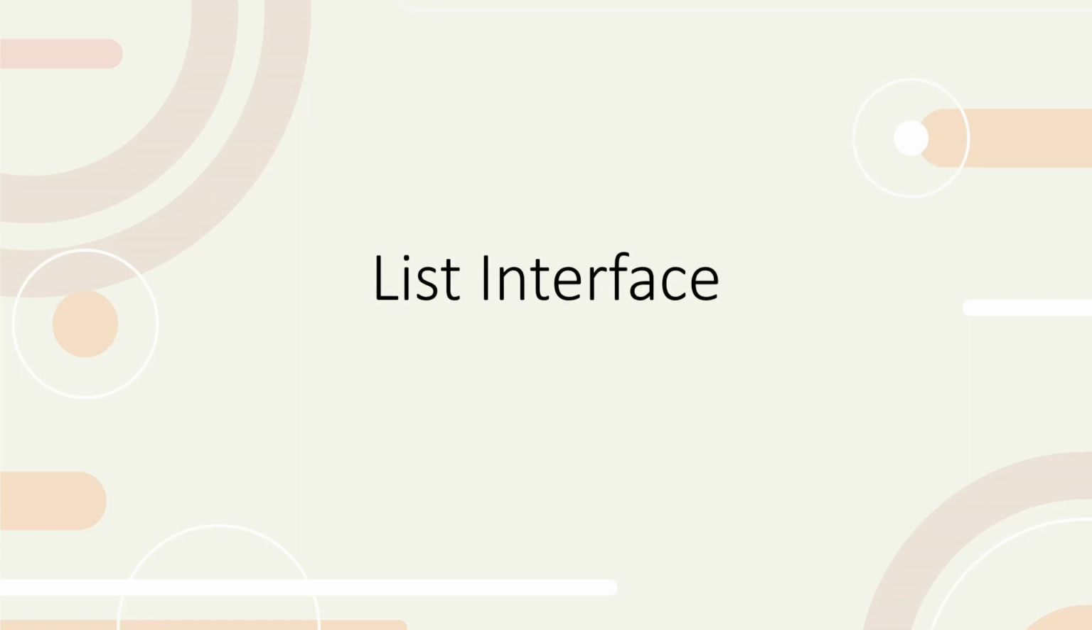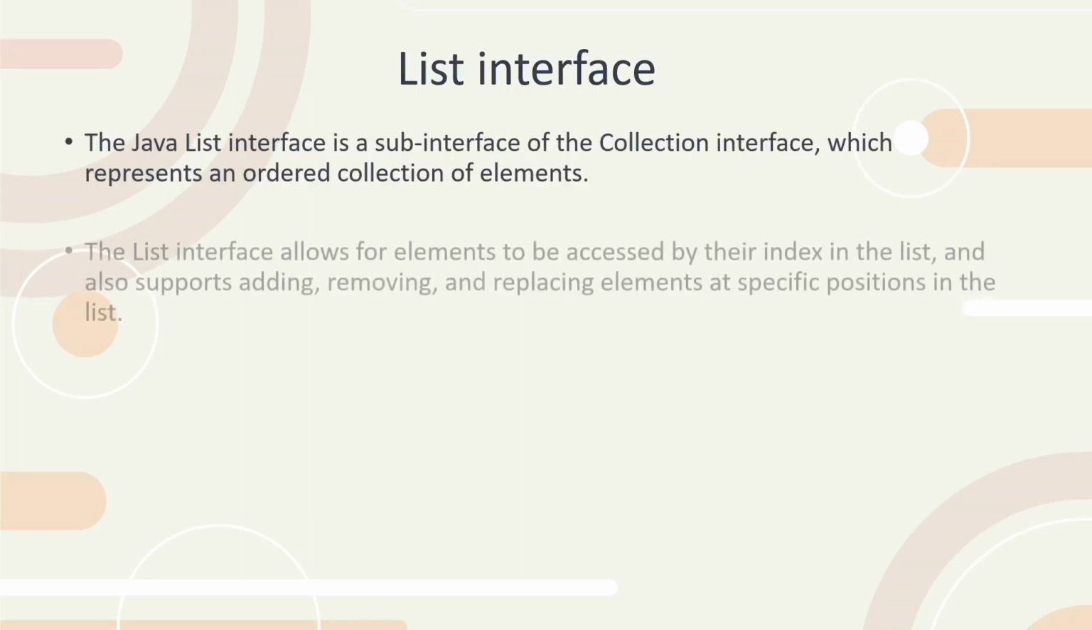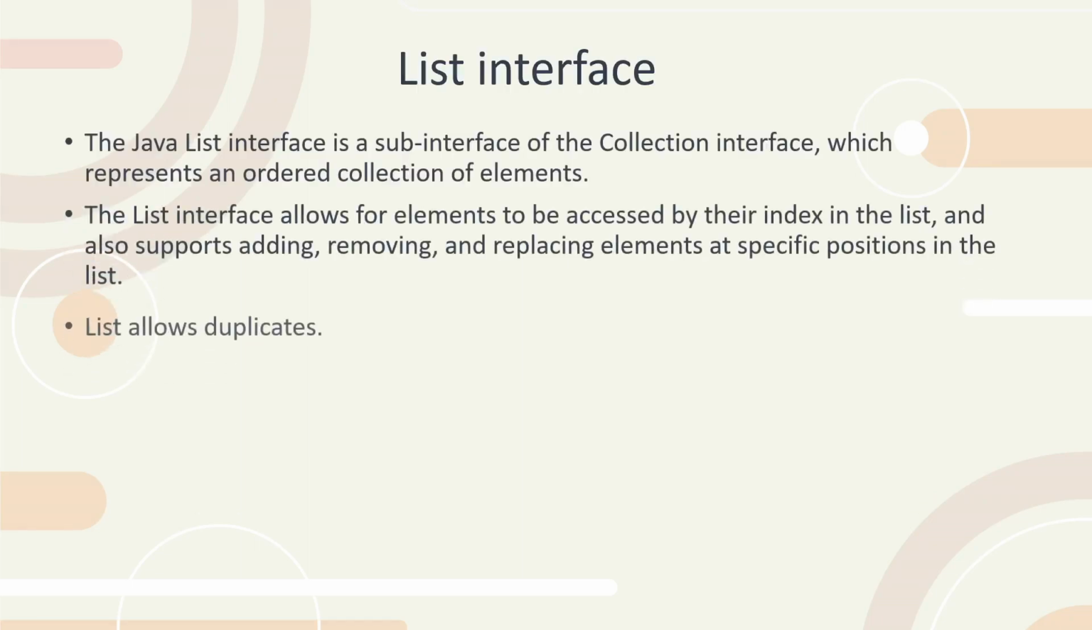Today we are going to dive into the Java collection framework, the List interface and its implementations. So let's get started. The Java List interface is a sub-interface of the Collection interface which represents an ordered collection of elements. The List interface allows elements to be accessed by their index in the list and also supports adding, removing and replacing elements at a specific position in the list. So List allows duplicates.